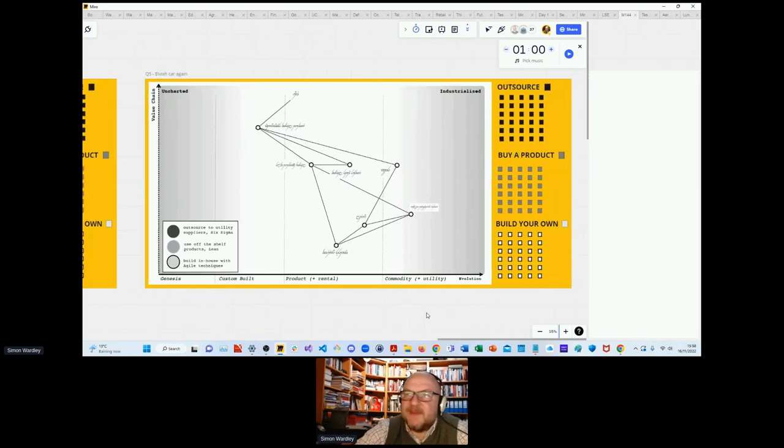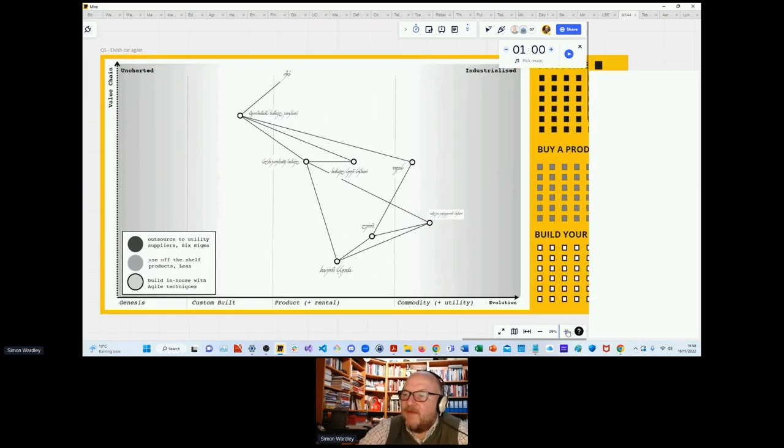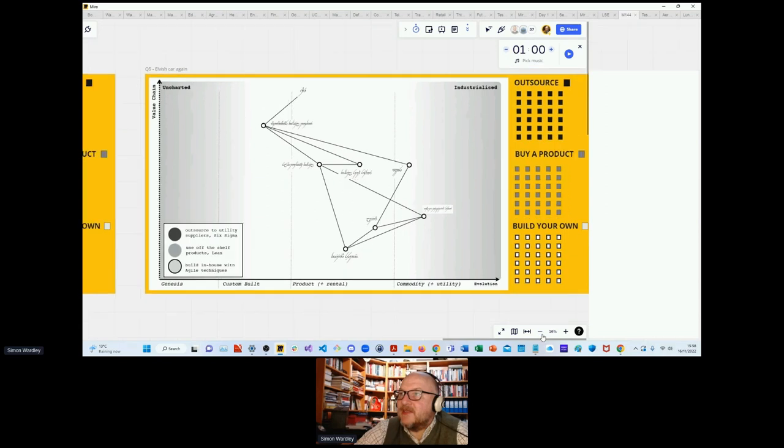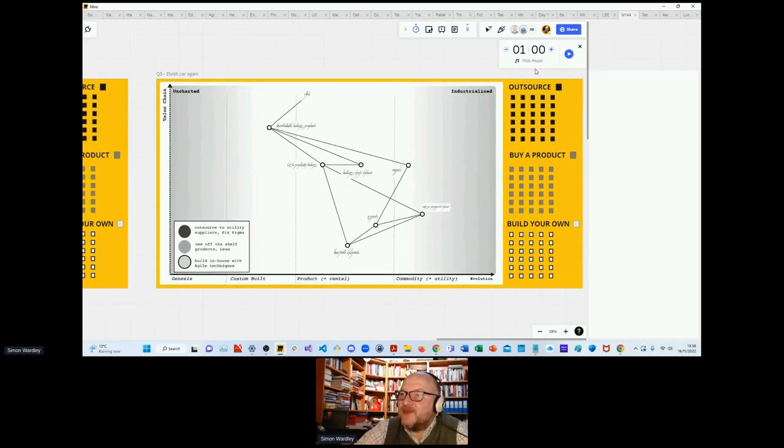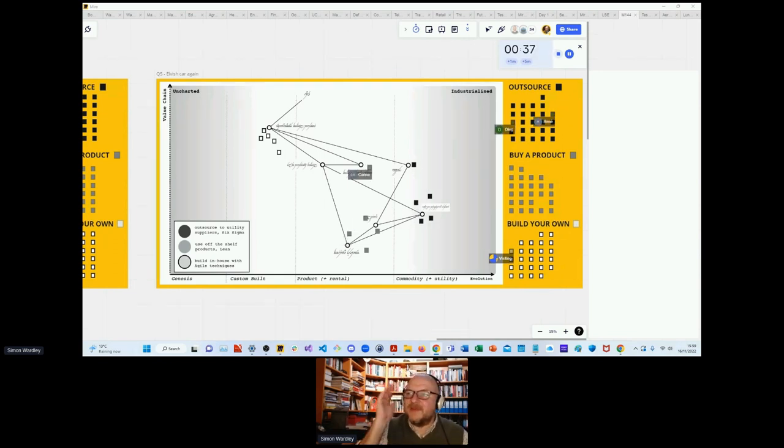This is the map for the same self-driving car, all written in Elvish. I will give you 1 minute to tell me which bits I should outsource, which bits I should buy as a product, which bits I should build on your own. Oh, and you do that by simply dragging these squares across to wherever you need, right? Good. Right. Well, you can see you're doing it already.